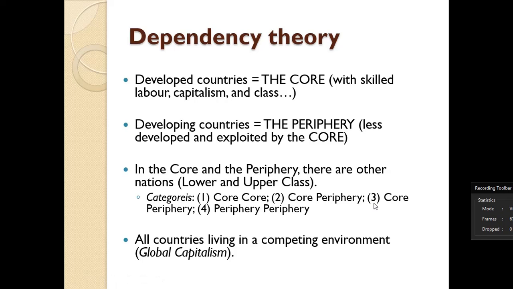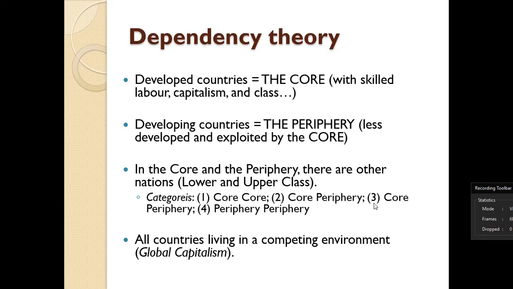So the dependency theories look at the structure of the globe in a way that they term developed countries as the core, which is characterized by skilled labor and capitalism and class, and look at the developing countries as periphery, which is less developed and is exploited by the core.